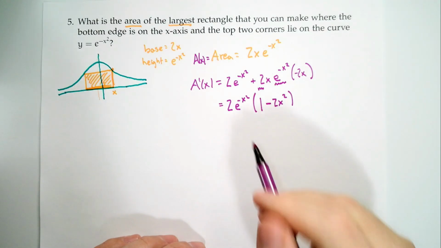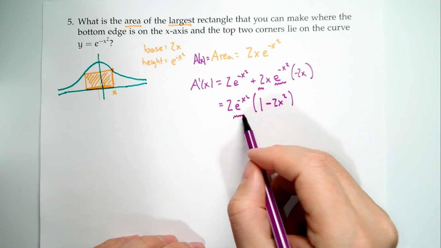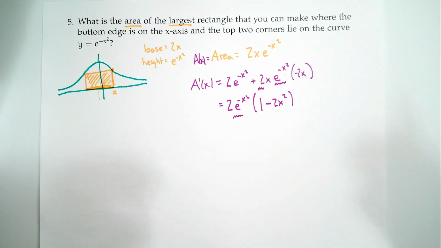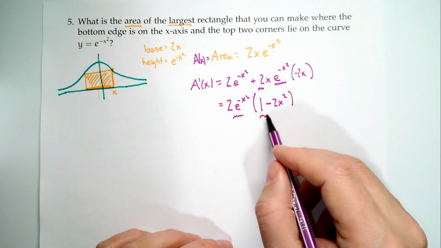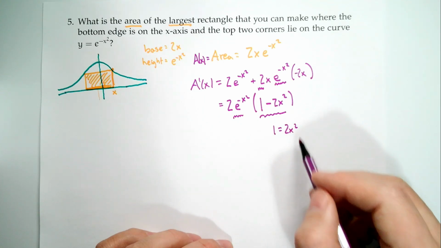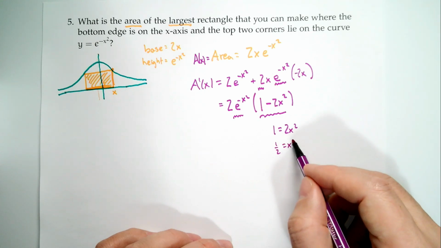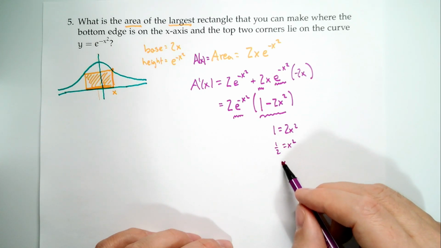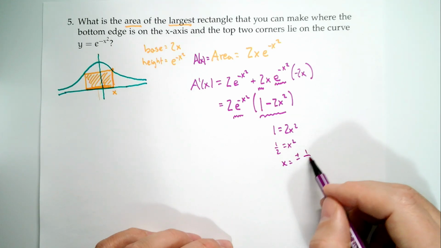Now, we're looking for critical points. Can e to the minus x squared ever be 0? No, never. All right, so that means we have to look here. So 1 equals 2x squared. All right, so a half equals x squared, or x equals plus or minus 1 over root 2.